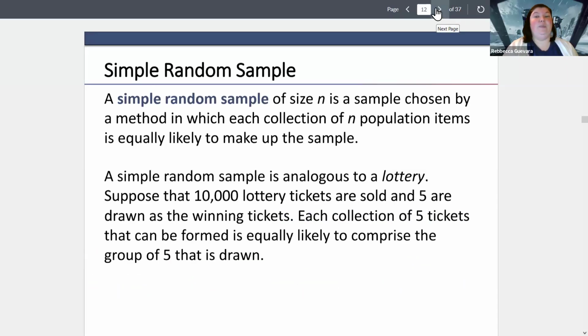So a simple random sample of size n, we don't know what the size is, just some size, is a sample chosen by a method in which each collection of n population items is equally likely to make up the sample. So what that means is, let's say I wanted to sample NLC students. Every group of 10 students that I sample should be just as likely to be sampled as the next group of 10, meaning that all my groups have the same chance of being sampled.